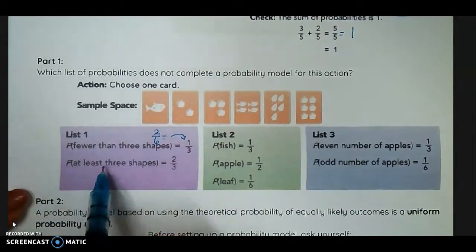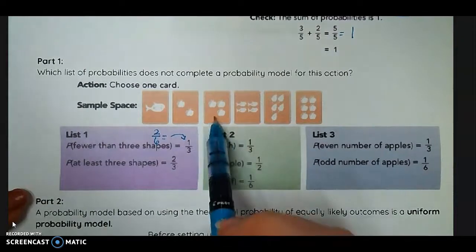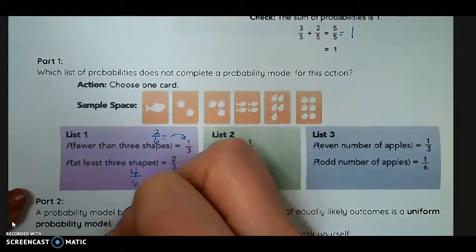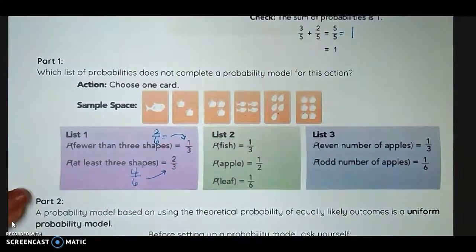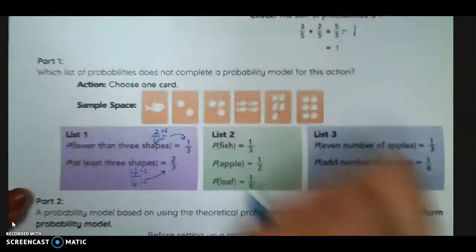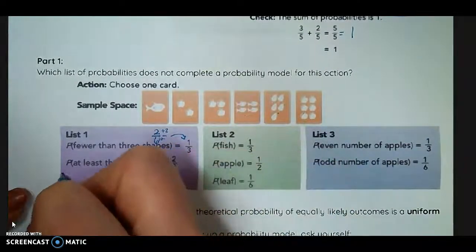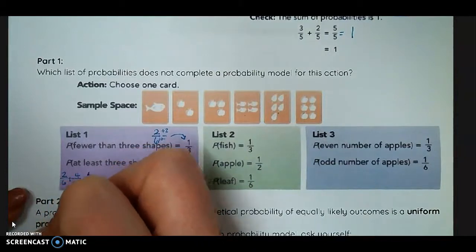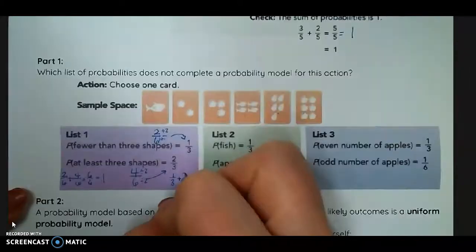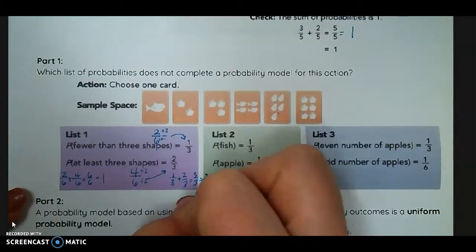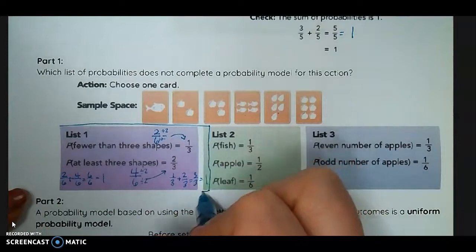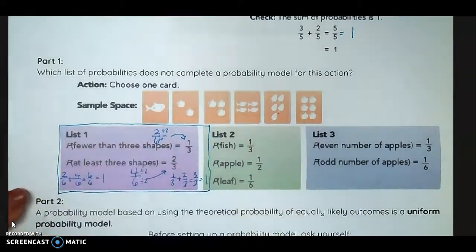The probability of at least 3 shapes is 1, 2, 3, 4, which would be 4 out of 6, which reduces down to 2/3. Now 2/6 plus 4/6 equals 6/6, which equals 1. And even in our reduced state, when we reduce down to simplest form, we still find that to work. So this is indeed a complete probability model for this action.